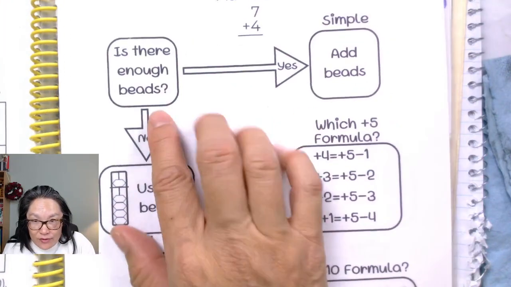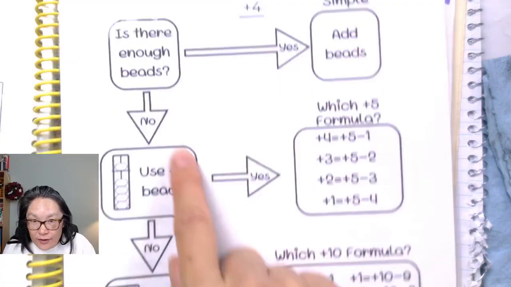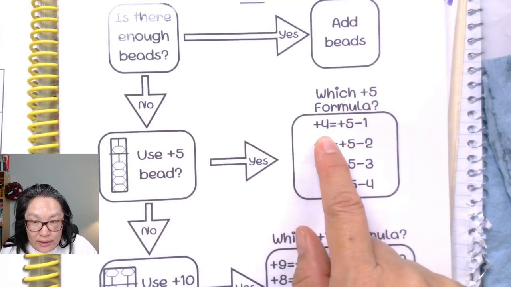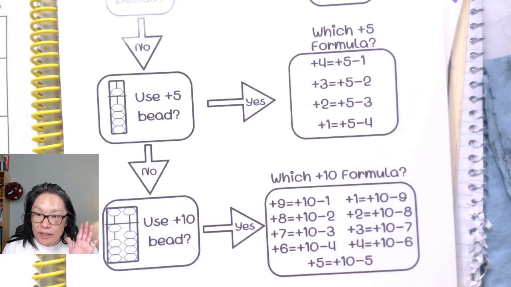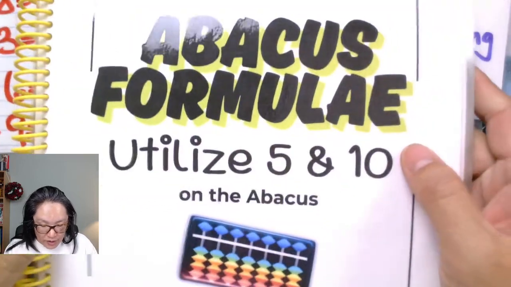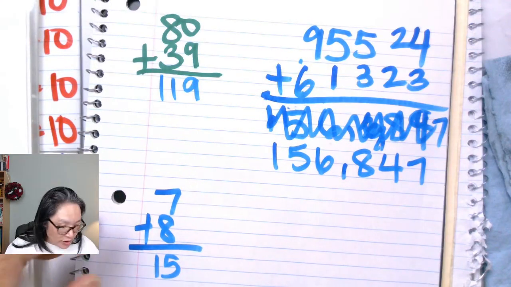So again, the abacus formula is: is there enough beads? If there is, then just add it. If there's not enough, then we'll figure out how we can add it. So if there's not enough beads, you keep going down the pipeline, the workflow, and you're set and done. And that's it. This is what we call the abacus formula. So here is the question that I had.